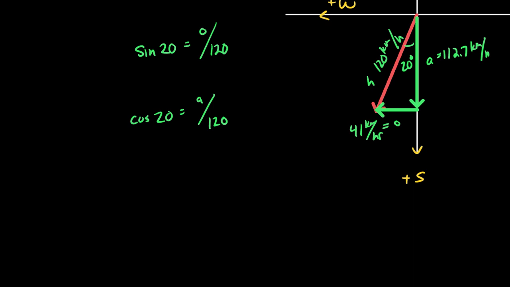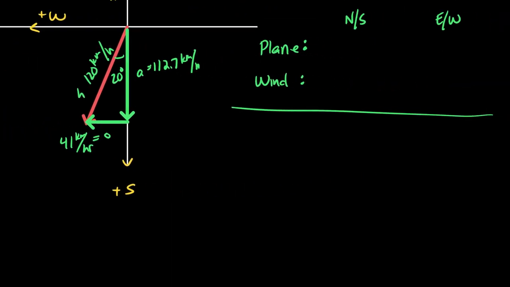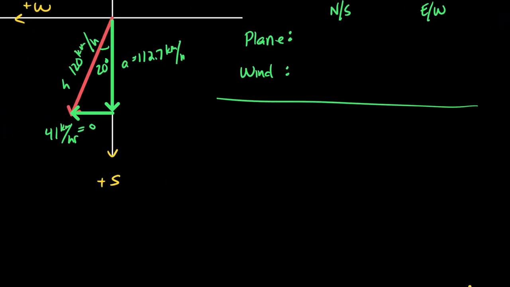Both of these are positive based on the way I chose positive and negative. So I'm going to go to my chart. The north-south speed of the plane is 112.7 kilometers an hour. The east-west speed of the plane is 41 kilometers per hour, and they are both positive. Is that okay? All right.